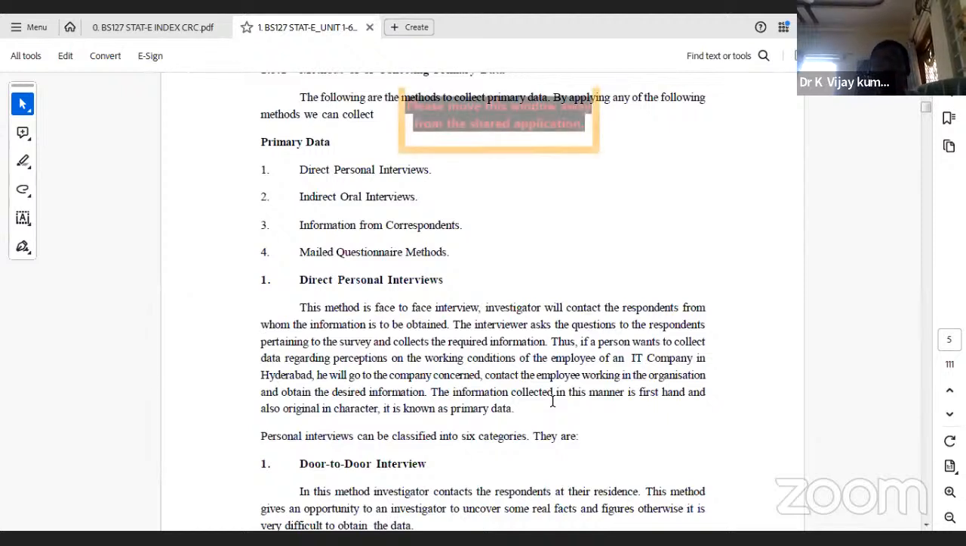The investigator contacts the respondents from whom the information can be obtained. The interviewer asks questions to the respondents pertaining to the survey and collects the required information. A person wants to collect information regarding perceptions of the working conditions of employees in an IT company in Hyderabad. You will go to the company concerned, contact the employees working in the organization to obtain the desired information. The information collected from the manager is first-hand and original in character, known as primary data.